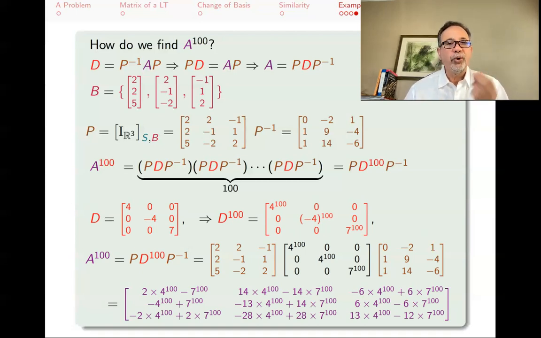Now, the only hole in the whole argument is: where did that matrix B come from? And so let's think about that.